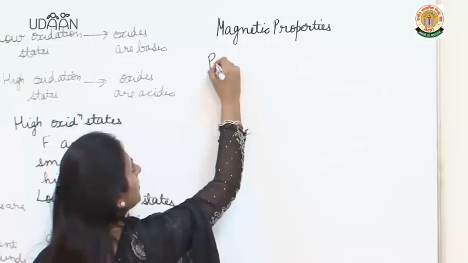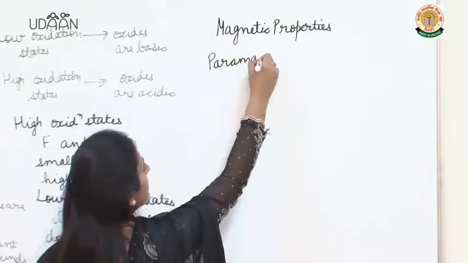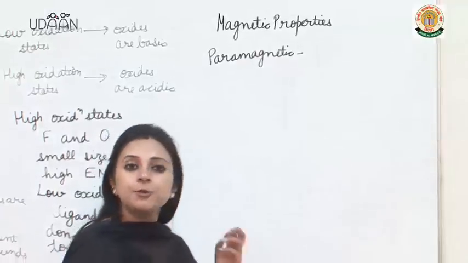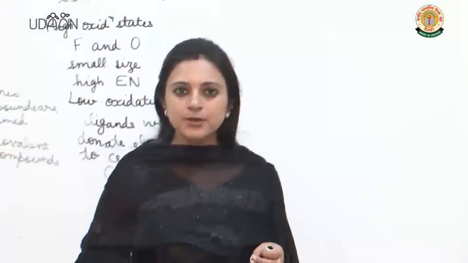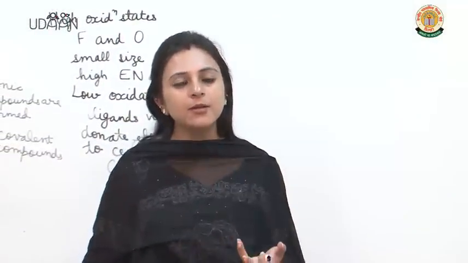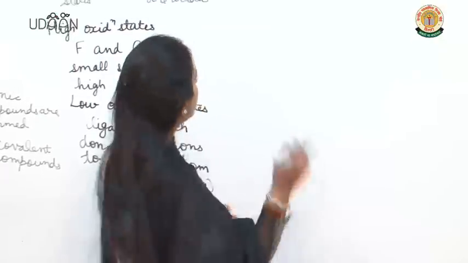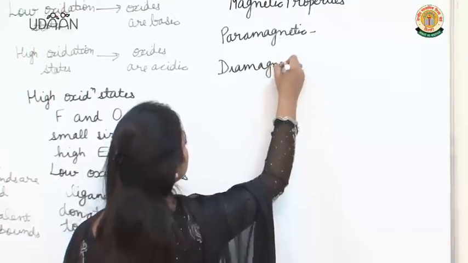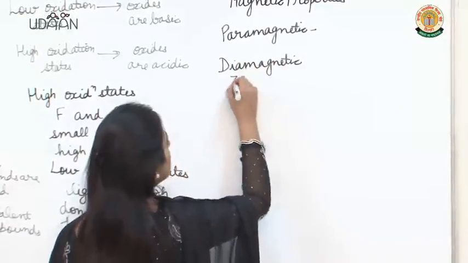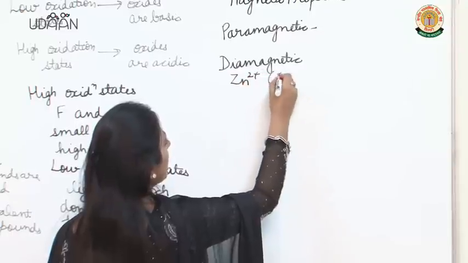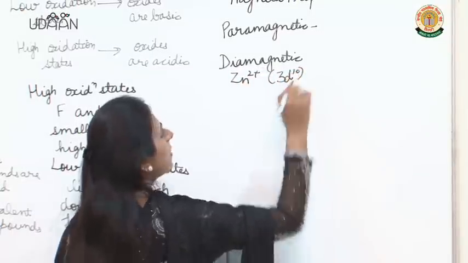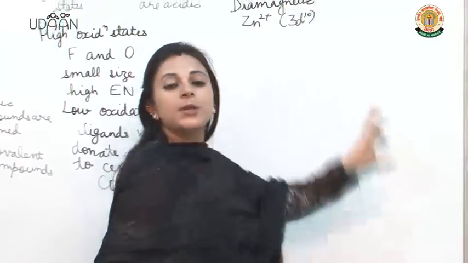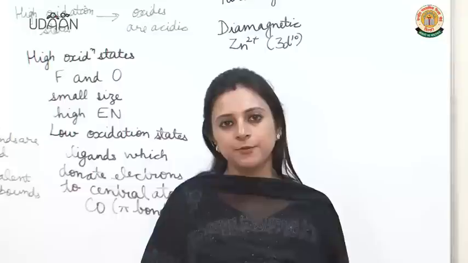Now their compounds are paramagnetic and the ions are also paramagnetic. Why? Due to the presence of unpaired electrons, they get attracted by the magnetic field. And they are diamagnetic when I talk about Zn2+, because the configuration is 3d10, all the electrons are paired, so it is diamagnetic, it will be repelled by the magnetic field.